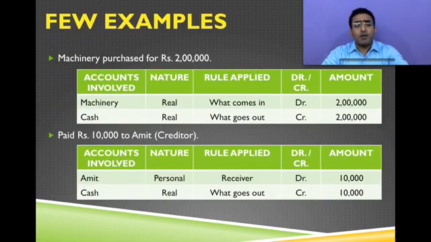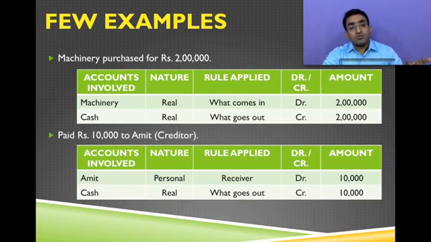Just for example, machinery is purchased. Two accounts are involved, machine and cash. Both are real. The value of machine is increasing, debit. Cash is decreasing, credit. Why? Machine has been purchased, machine is coming into the business, the value of machine is increasing. Cash is going out, the value is decreasing, so credit.